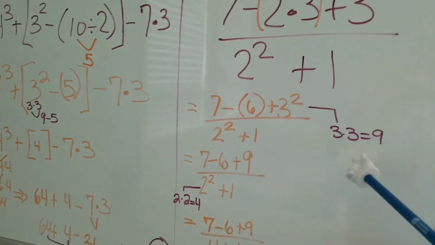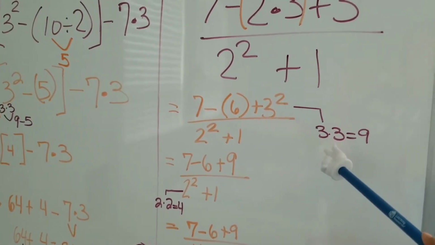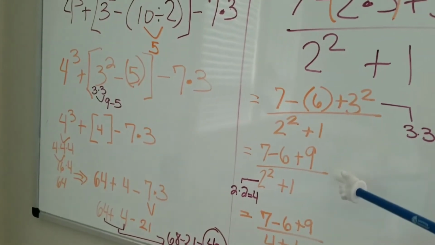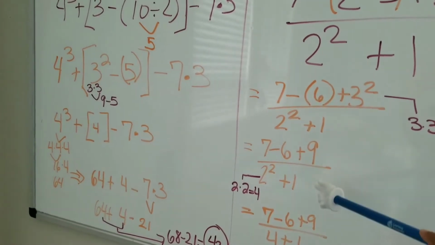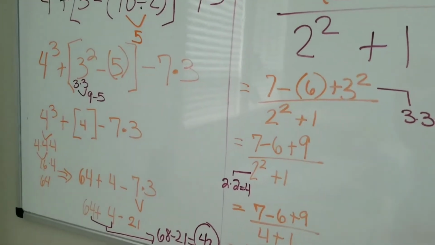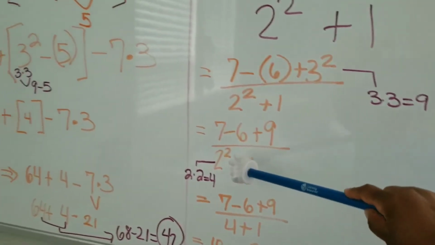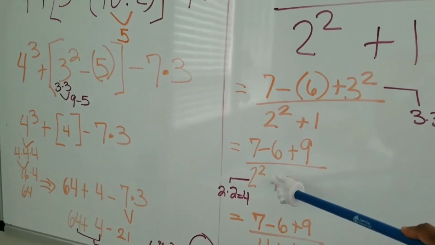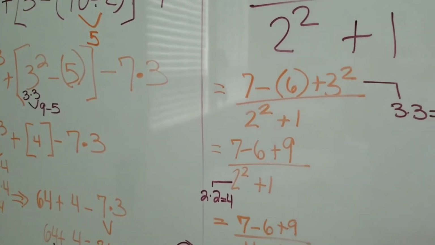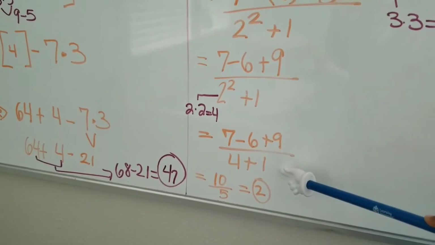3 squared is 9. 3 squared, using the exponential notation, is 3 times 3. That's how I got 9. I rewrote my problem: 7 minus 6 plus 9 over 2 squared plus 1. Did you get all this so far? Yes. Excellent. Our 2 squared, we want to write it not in exponential notation, which is 2 times 2 equals 4. I rewrote my problem: 7 minus 6 plus 9 over 4 plus 1.